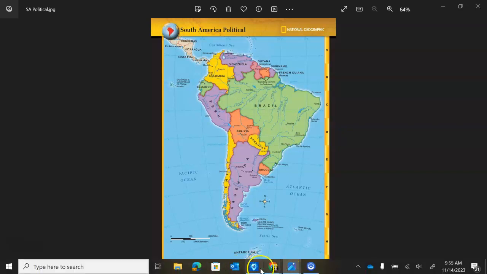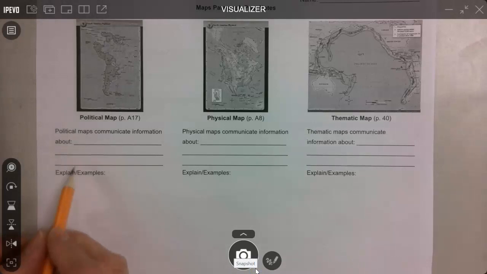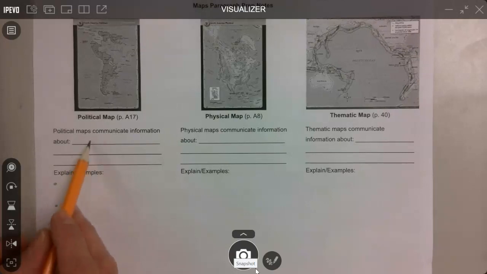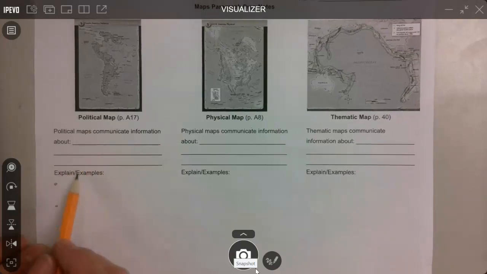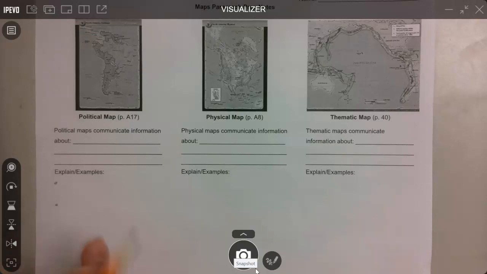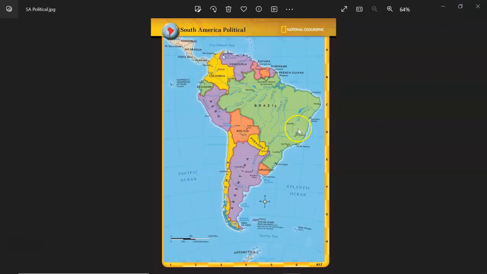So what we're doing here is, in your example explain, this does not have to be in complete sentences. Find some specific examples of things that are shown on this political map of South America. And you're going to write those here to use as your explain part. So go ahead, and I'm going to put the map back up, and you are going to pause the video and find some specific examples of countries or capitals or cities that you could use in your writing.